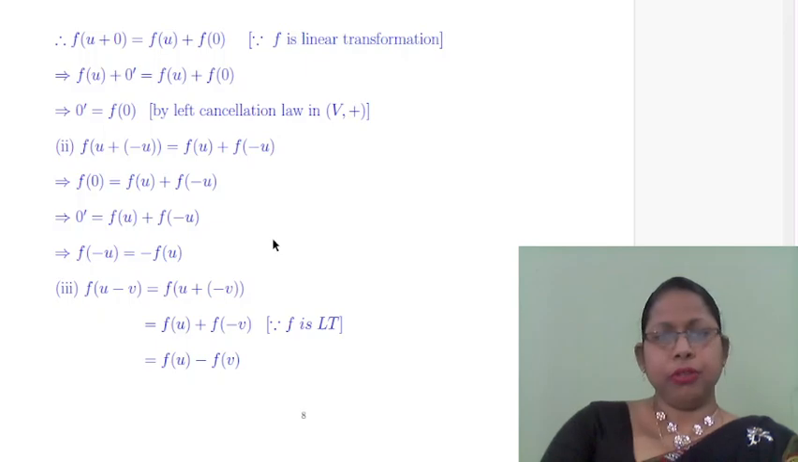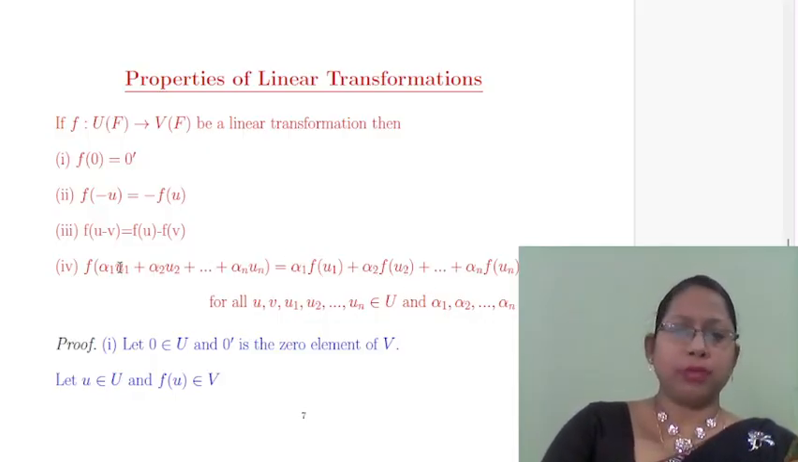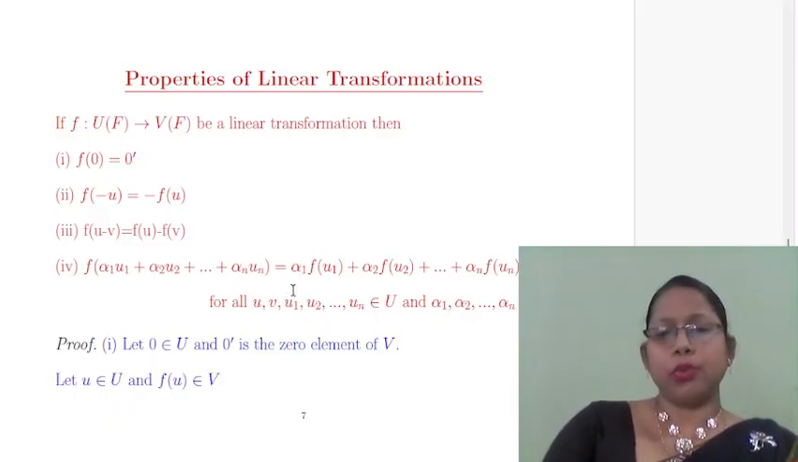Now we are going to prove the fourth property. We will prove this property by induction. That is, we will show that this property holds for n equal to 1. That is, when I take one vector, this property holds. Then I assume that this property holds for n minus 1. Then I will show that this property holds for all n. Hence, by mathematical induction, this property holds for any natural number.